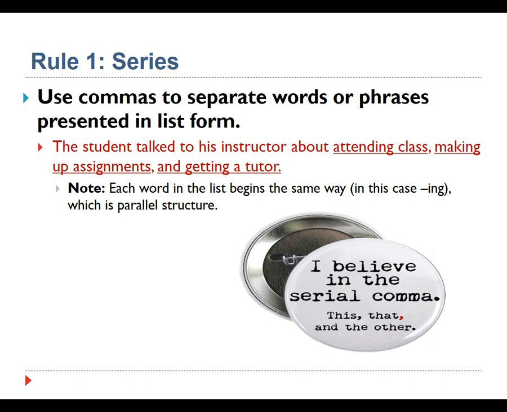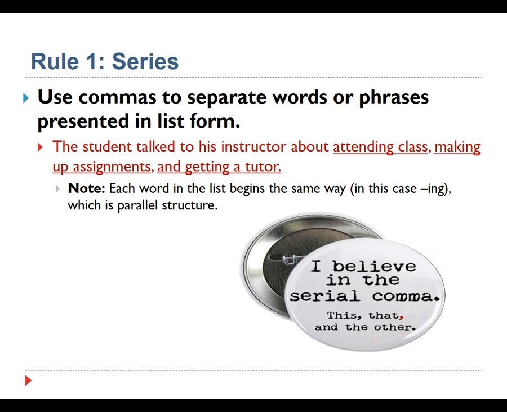The first comma rule is items in a series. We use commas to separate words or phrases that are presented in a list form. And the important element here is that it must be 3 or more items in a series. Read the example sentence. The student talked to his instructor about attending class, making up assignments, and getting a tutor.